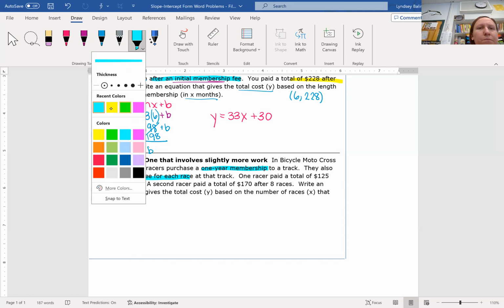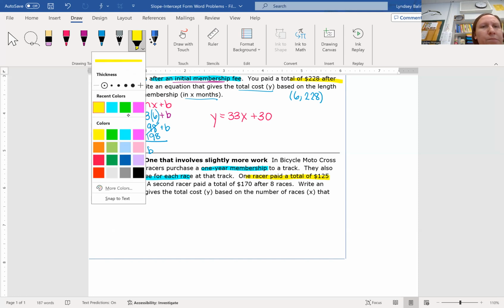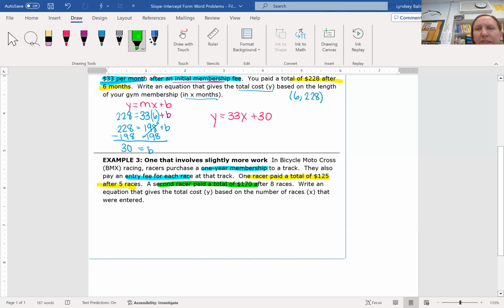We do have one person paid a total of $125 after 5 races. And we have a second racer paid a total of $170 after 8 races. So we need to write an equation that gives the total cost, which is Y, based on the number of races, which is X. So I'm going to do this. This one's a little bit more complicated. So in terms of our X, Y, it's going to be races and total cost. That's from that last sentence right there, right? An equation that gives a total cost Y based on the number of races X.